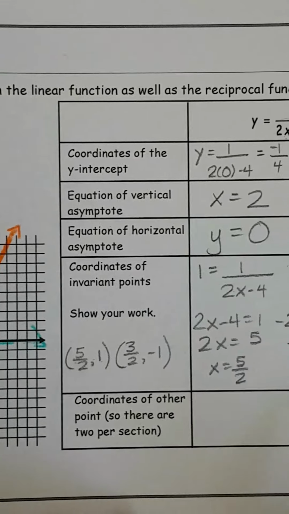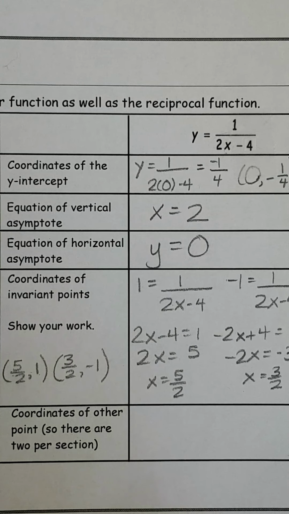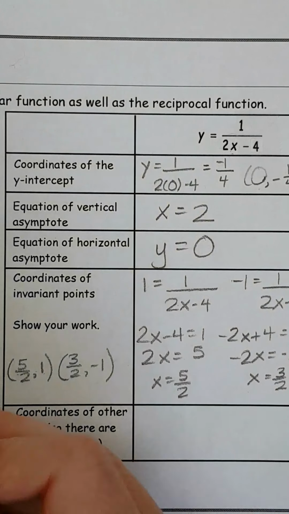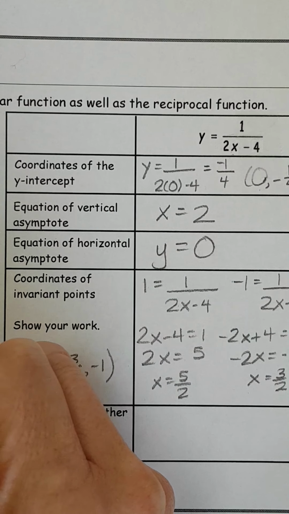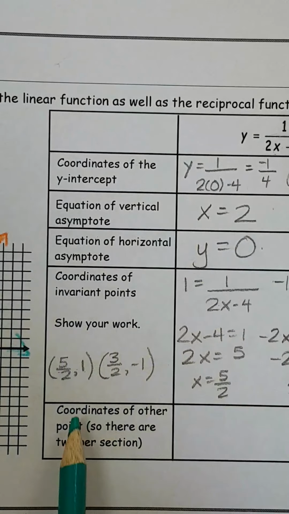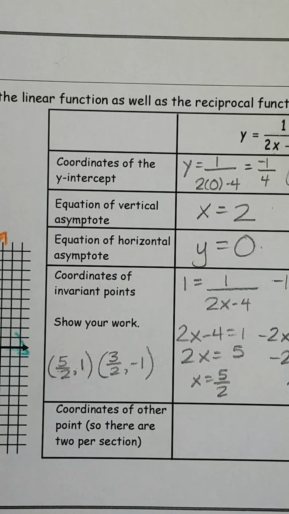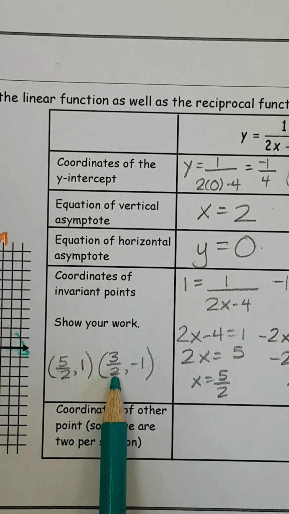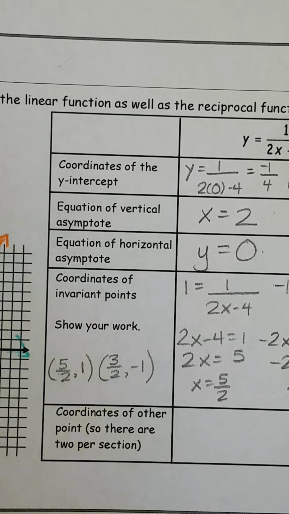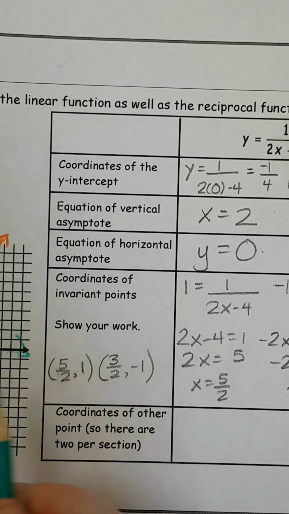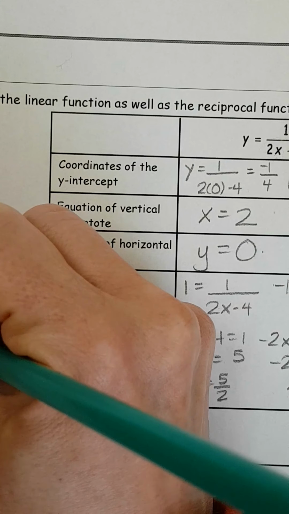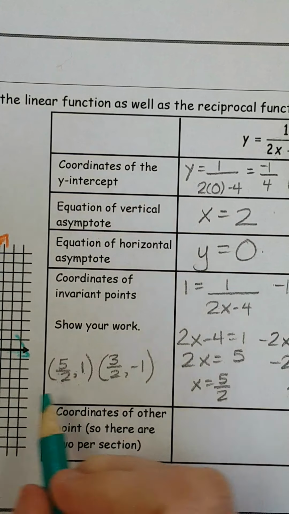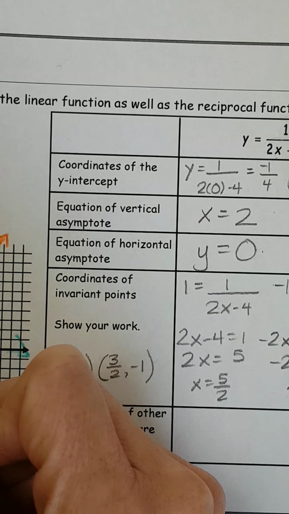So what we want is to have at least 2 points per section. We're going to know what happens with these asymptotes, because we know they can't cross them, or they can't even get to them. So we're going to plot our y-intercept, 0 and negative 1/4. I put those in already. We're going to plot our invariant points. And the nice thing about these two is that when I put these on there, they should end up on the orange line, because they're invariant, meaning that they're the same. And if not, it just means I made a mistake. So let's go 2.5, 1. Yep, there it is. And 1.5, negative 1, and there that one is.